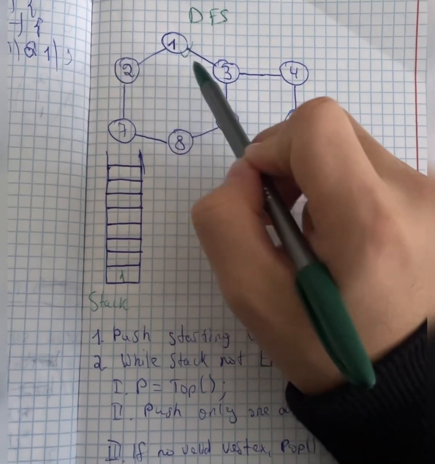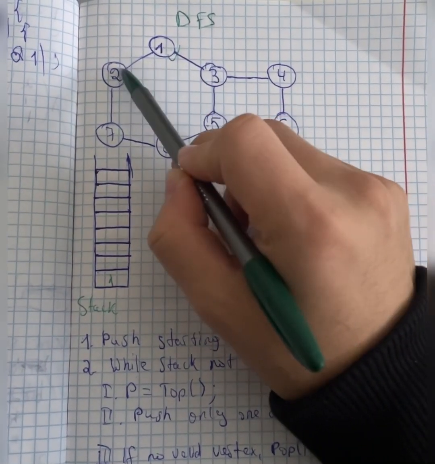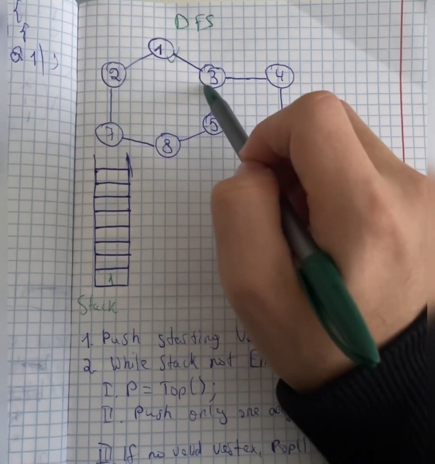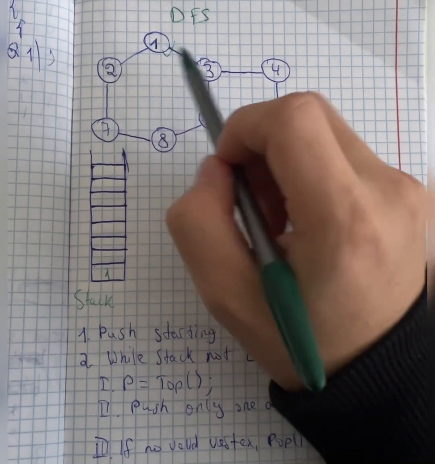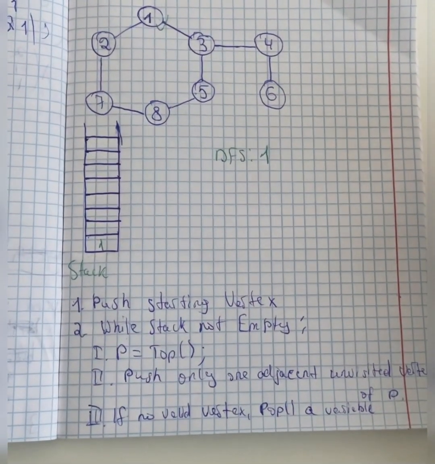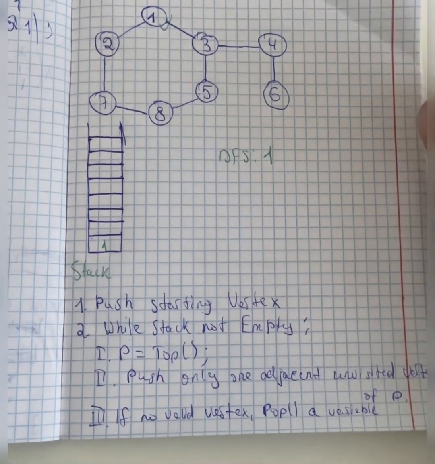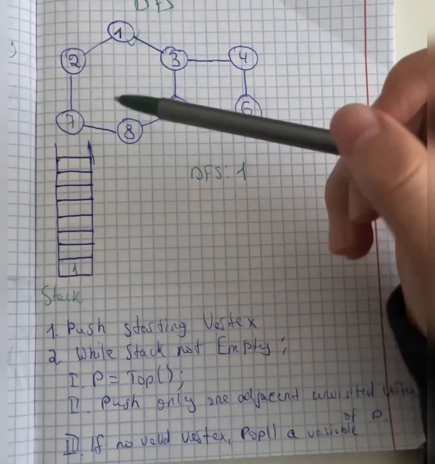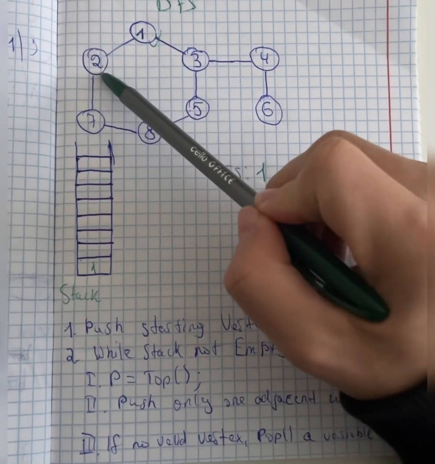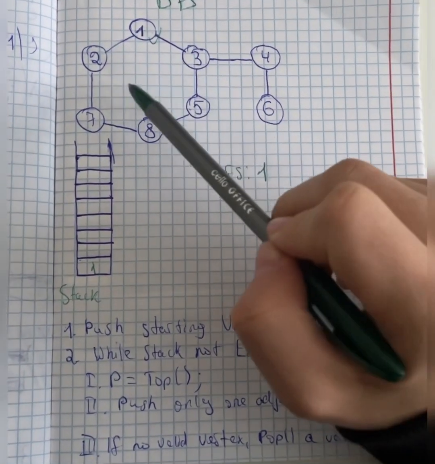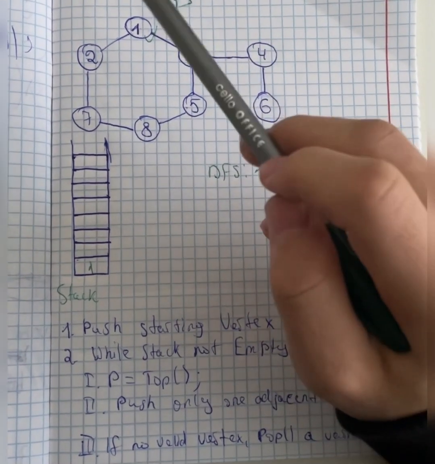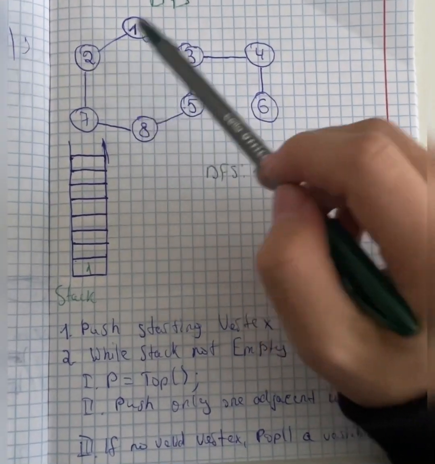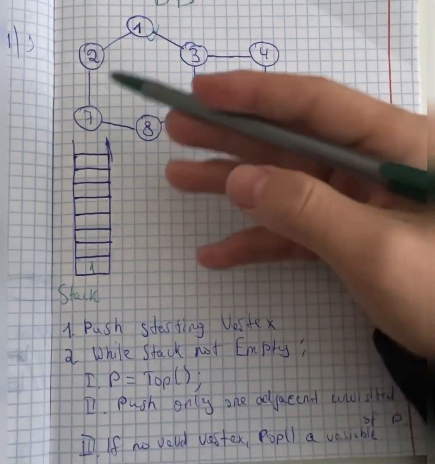Adjacent means the vertices that are connected, in our case, to 1. Here 2 and 3 are connected to 1, and these are the adjacent vertices. Now we have to choose an unvisited vertex. Here you can see neither 2 nor 3 is visited. That means you can choose any of them, but let's choose 2.